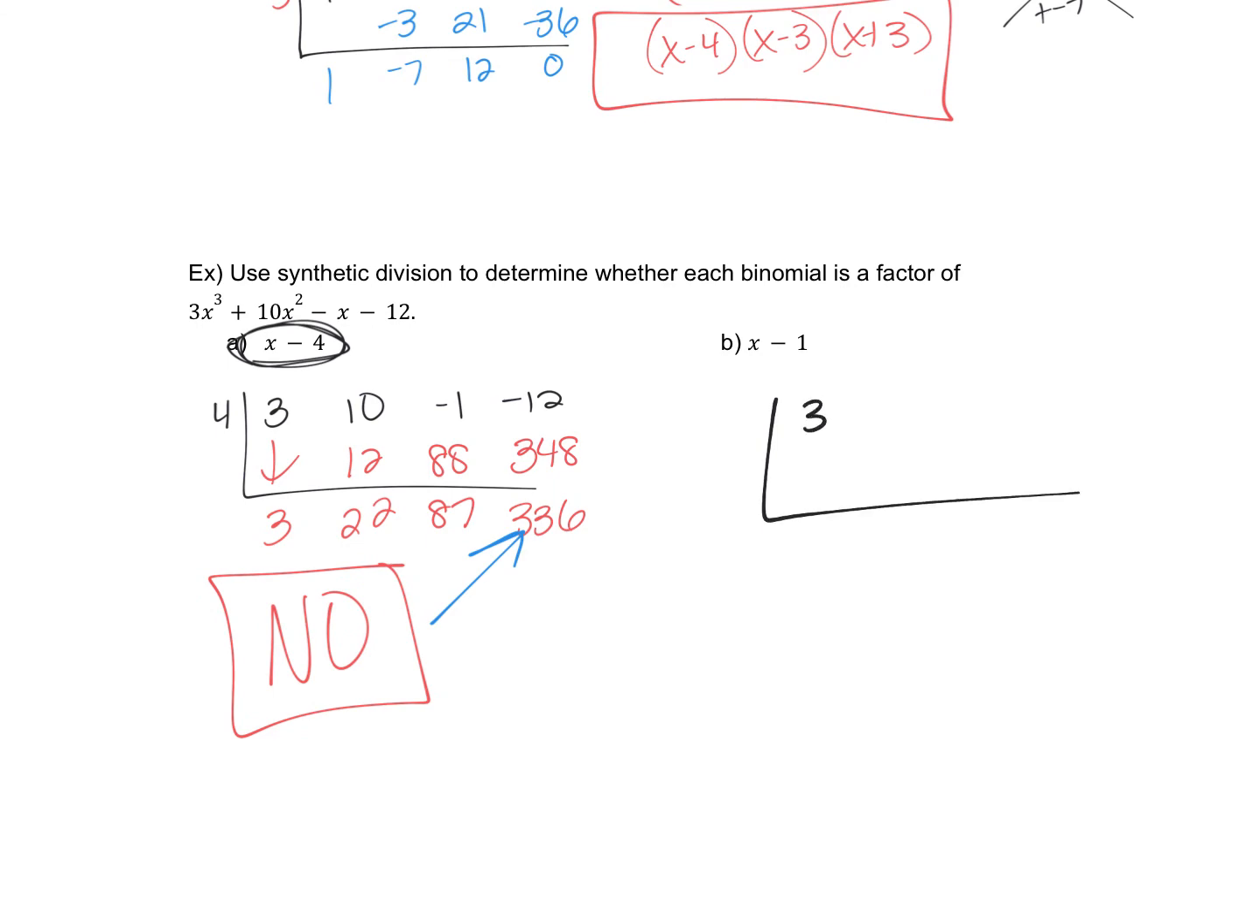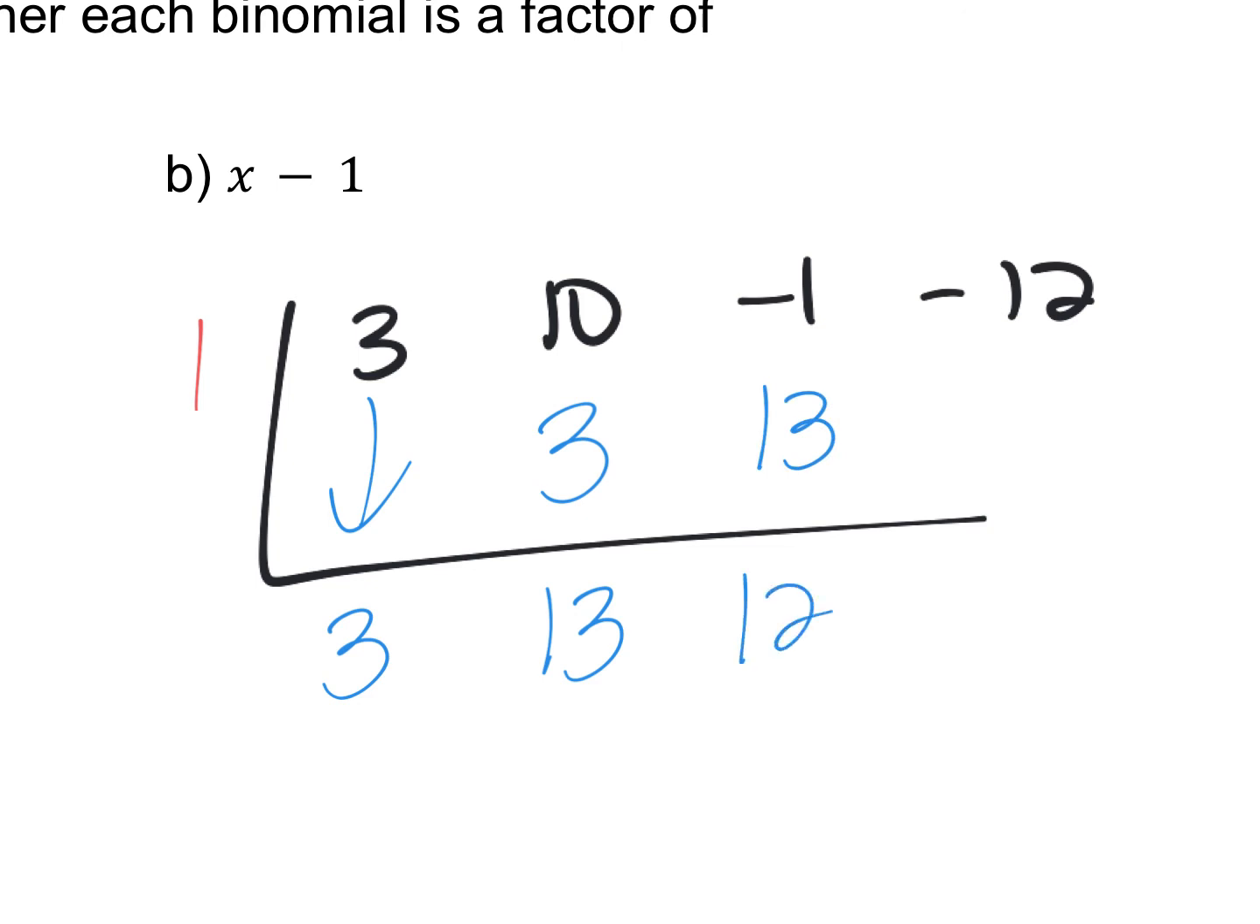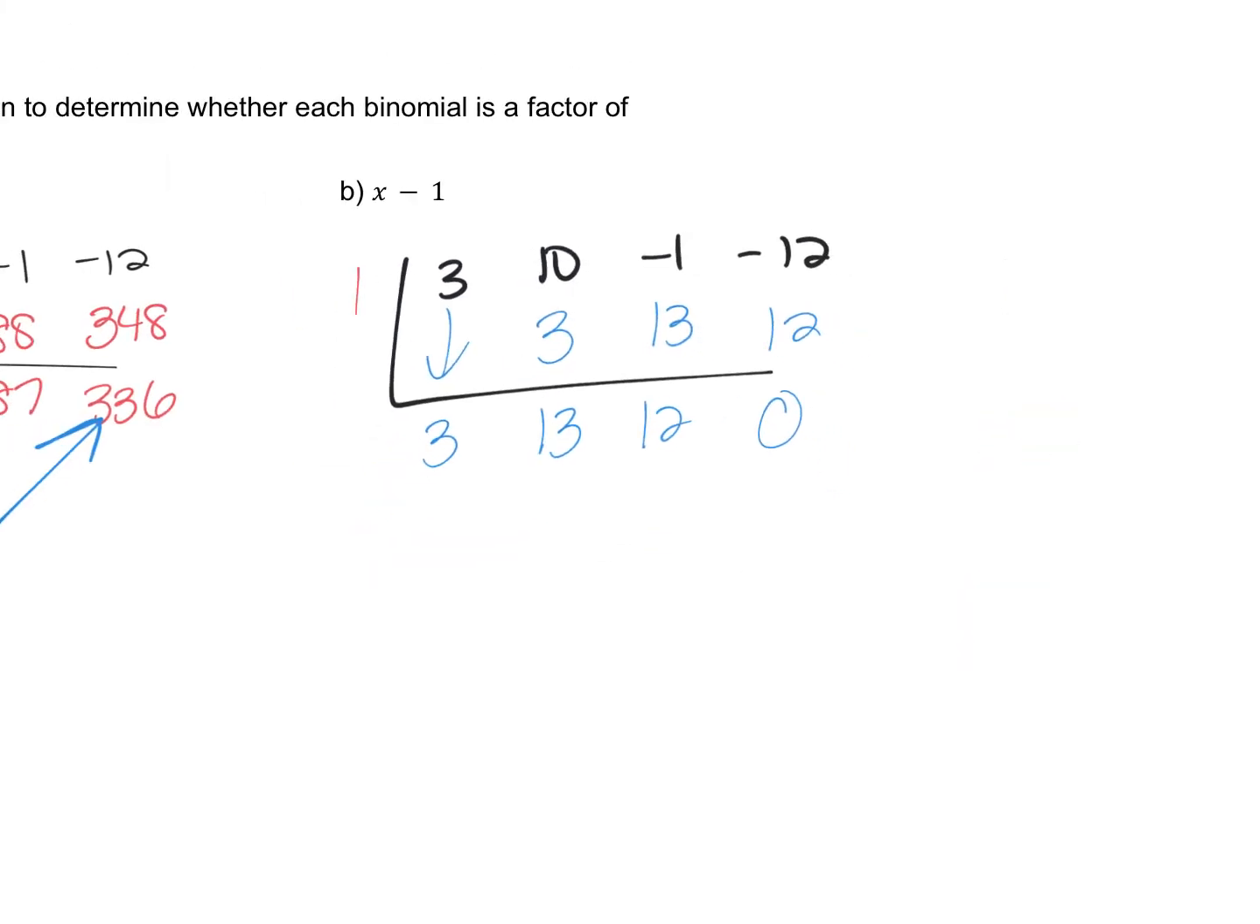Same thing, we're dividing that same polynomial. So the 3, 10, -1, -12. I'm going to use that again. This time I'm dividing by x minus 1. So what would that 0 be? 1. So get after it. Drop it. 3, 13, 13, 12, 12, 0. So is this one a factor? Big fat yes, because the remainder is 0.